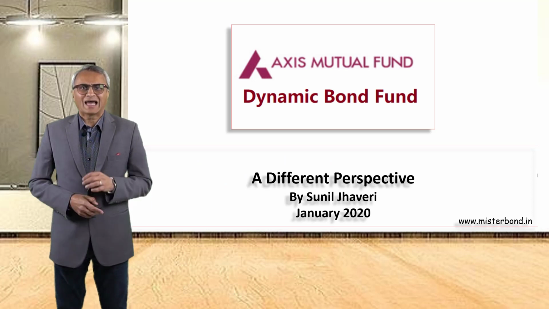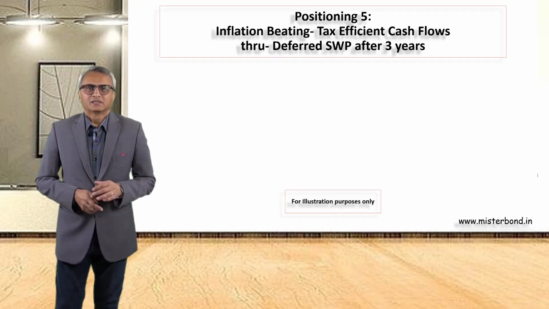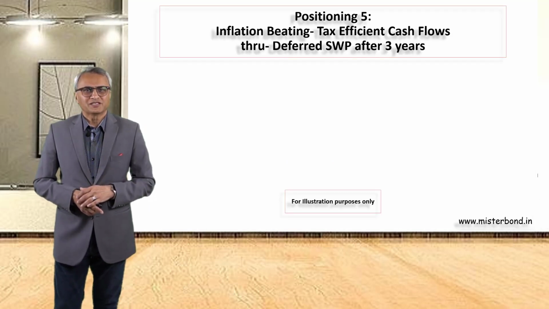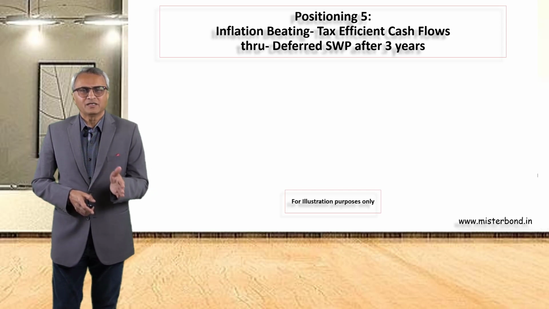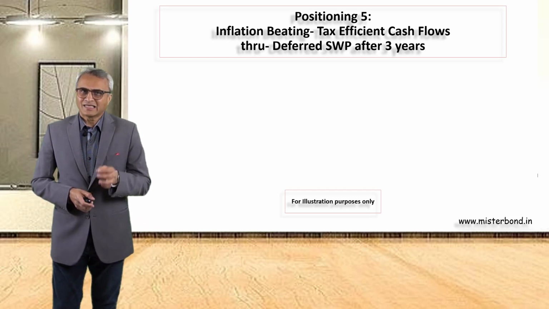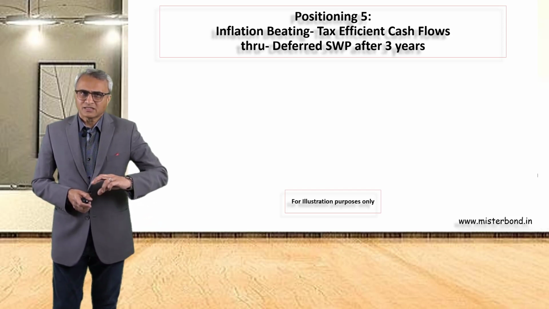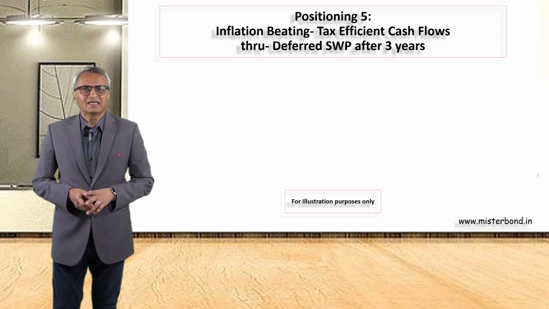I'm going to speak about Axis Dynamic Bond Fund. Another interesting way to position this product is the deferred annuity. We are aware of systematic withdrawal, which is available in the mutual fund space. The same concept, we are just tweaking it a little bit by saying it's a deferred annuity. And what does that mean?